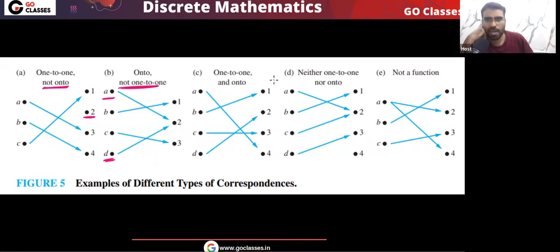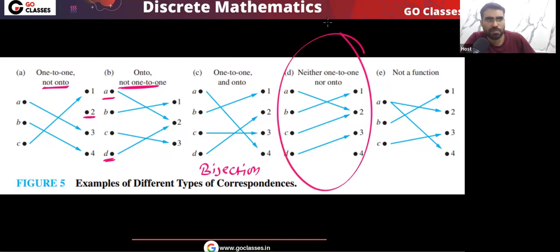And you can notice that every element of codomain has exactly one preimage. So actually this is bijection. Please verify. Look at the codomain and tell me how many preimage every element has. This has one preimage, this has one preimage, this has one preimage, this has one preimage. So every element of codomain has exactly one preimage. So this is a bijection.